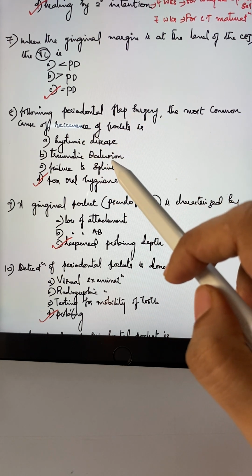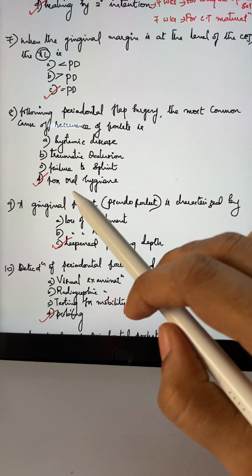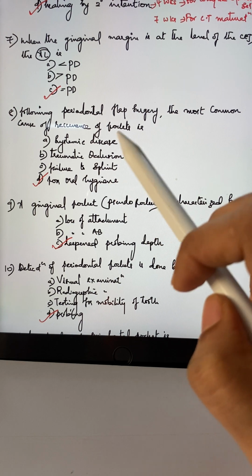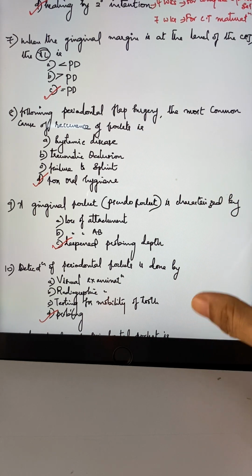Then following periodontal flap therapy, the most common cause of recurrence of pockets is not the systemic disease or traumatic occlusion or failure of splint or anything like that. It is mainly because of the poor oral hygiene. So that we have to maintain the oral hygiene even after the periodontal flap surgery.